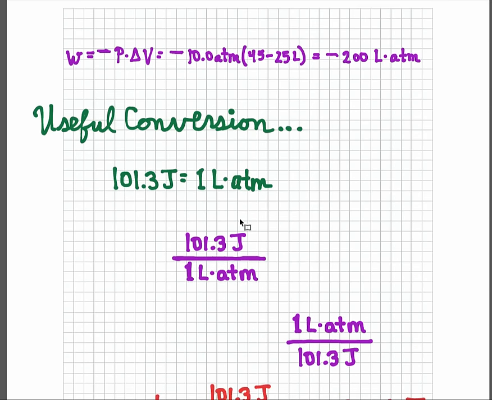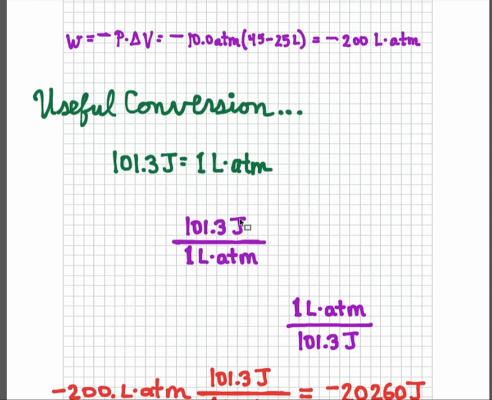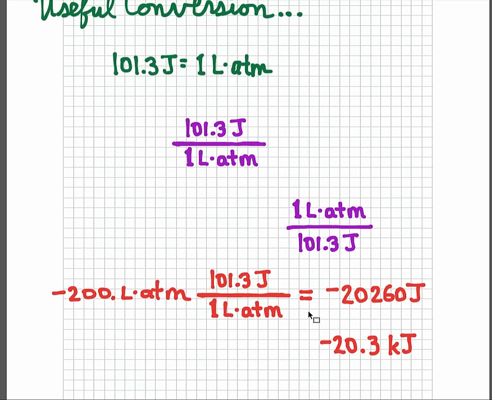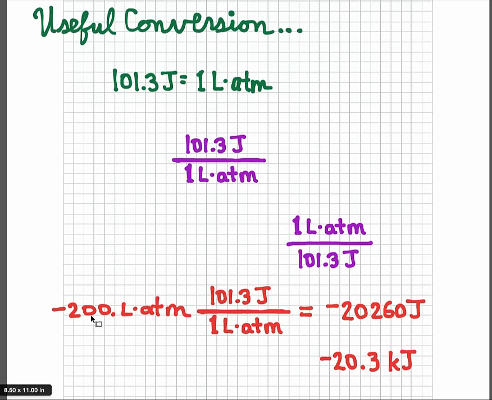And it might be good for you to know, but we'll probably tell you on the test anyway. The conversion between liter atmospheres of work and joules of work is just this, 101.3 joules per 1 liter atmosphere. That'll become apparent in chapter 7 on gases. Or, in other words, if I had that 200 liter atmospheres of work, I can change it to joules, 20-ish kilojoules.